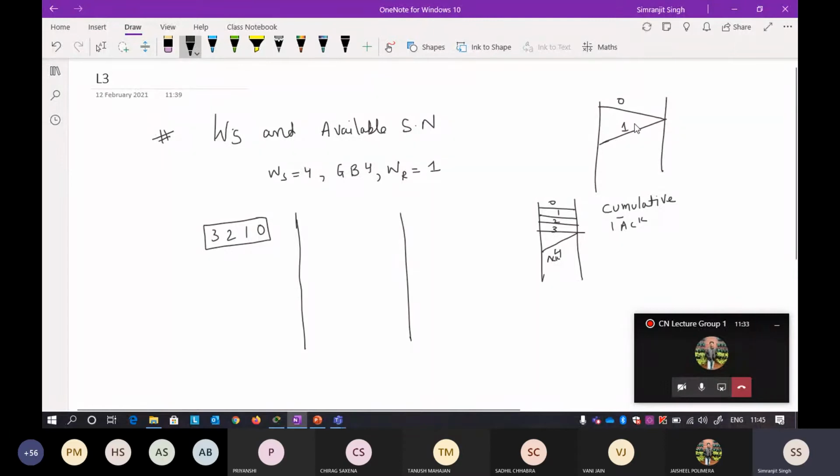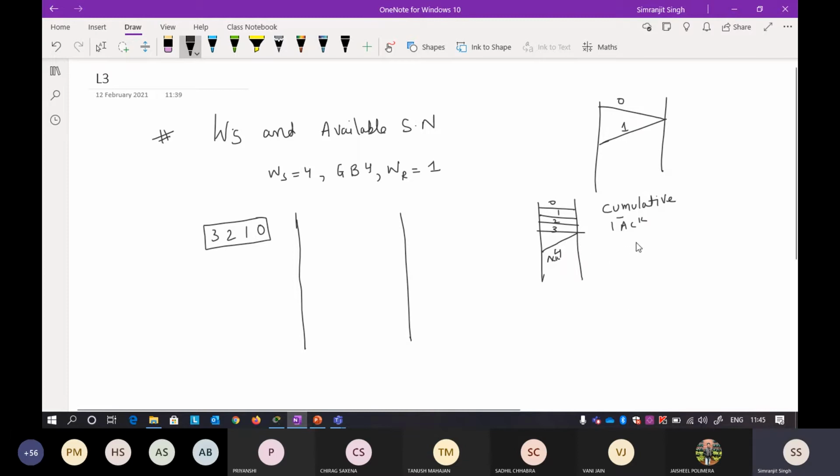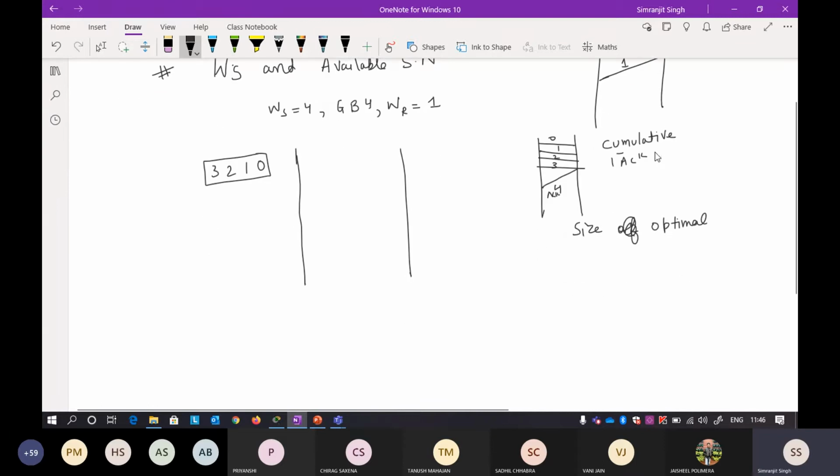Now the main problem is how to decide how big the cumulative acknowledgement should be. Do I send one packet, do I send two packets, do I send three packets? Again, the size should be optimal. It should not be too large, and it should not be too small. If it is too small, it is just like an independent acknowledgement or a single acknowledgement.